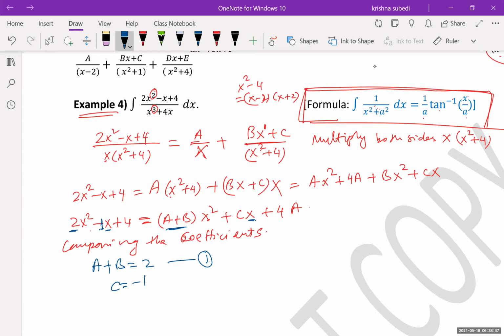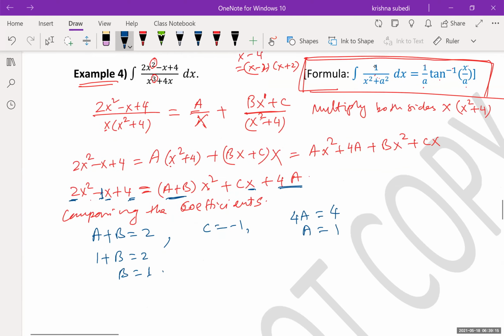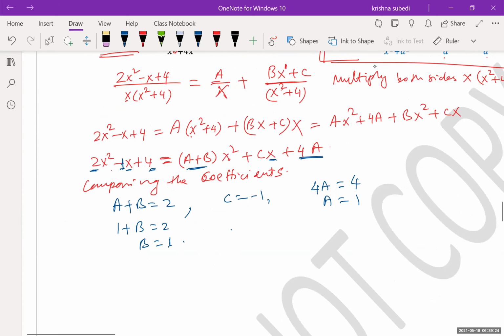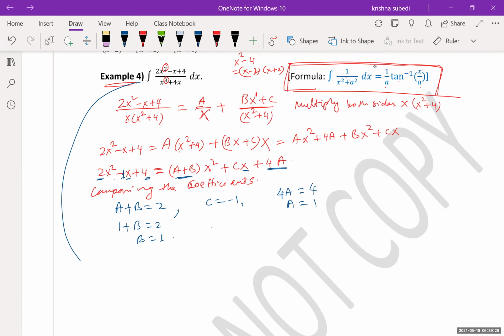And then the last one: c is -1 and 4a is 4. Constant and constant, they are equal. So a gives me 1, c is -1, and then from the first equation, substituting the value, 1 plus b equals 2. So it's going to give me b equals 1. So we get a is 1, b is 1, and c is -1. Now all you need to do is substitute the value and you can complete that by yourself.